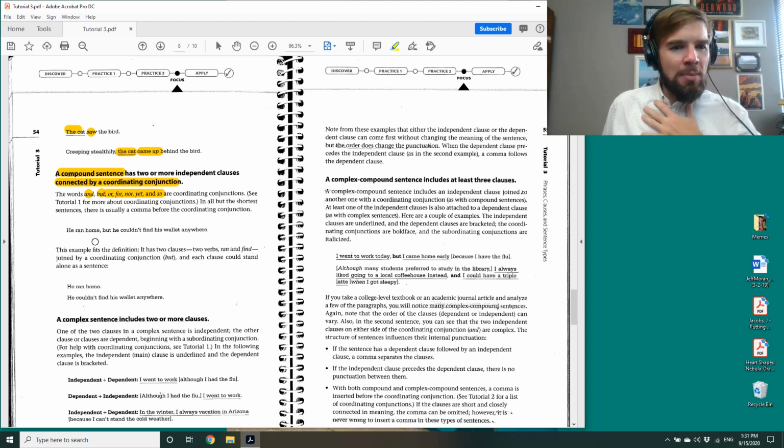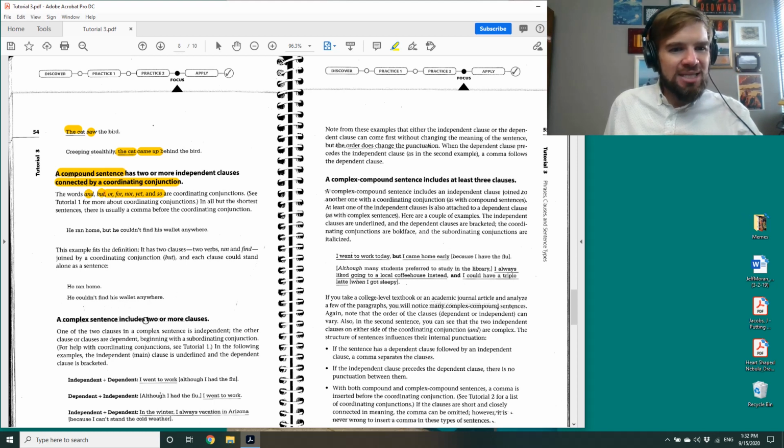So he ran home, comma, but he couldn't find his wallet anywhere. This example fits the definition. It has two clauses, two verbs, ran and find, joined by a coordinating conjunction, but, and each clause could stand alone as a sentence. He ran home, period. He couldn't find his wallet anywhere, period.